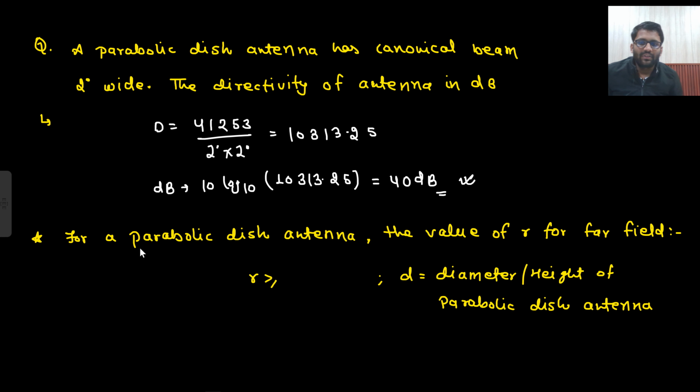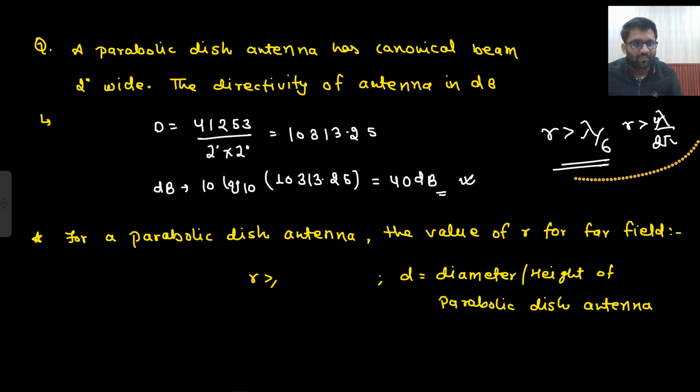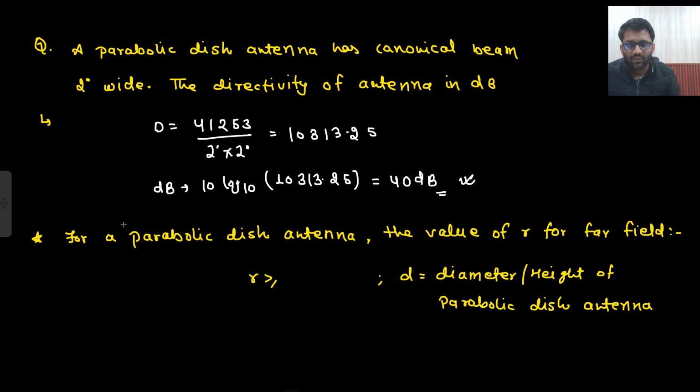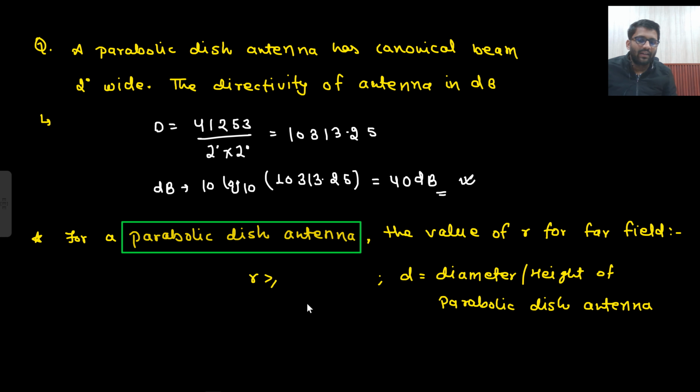Now another point is there. What is that? For a parabolic dish antenna, the value of R for the far field. For a Hertzian dipole antenna, what was the value of R for the far field? Lambda by 6. R should be greater than, this was coming out to be roughly around lambda upon 2 pi. But if a parabolic reflector or parabolic dish antenna is mentioned in the examination, then R should be greater than 2d square by lambda.